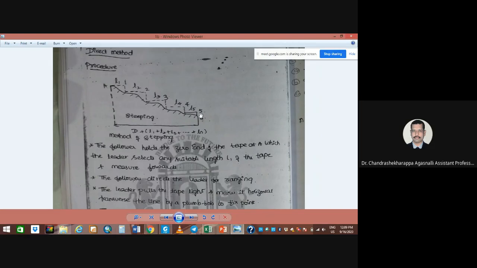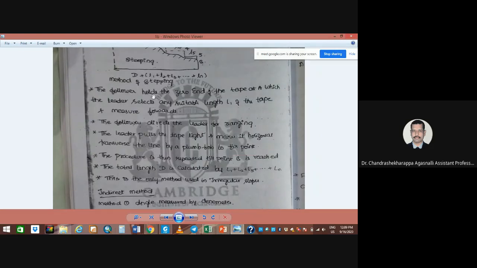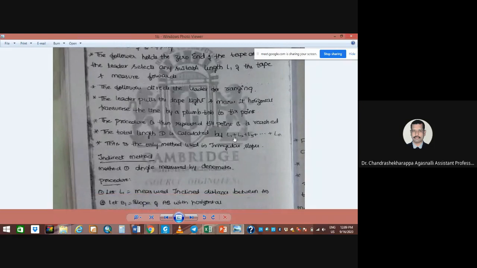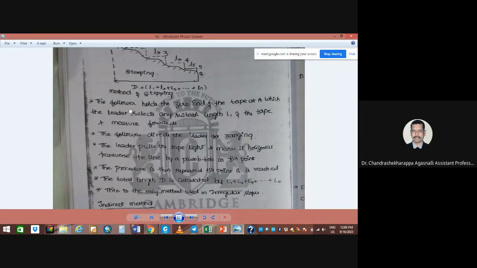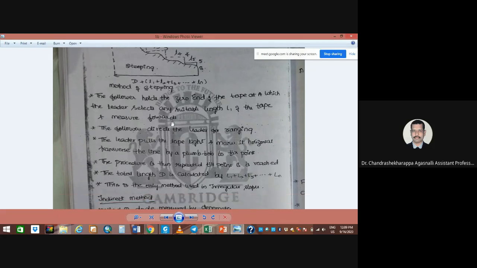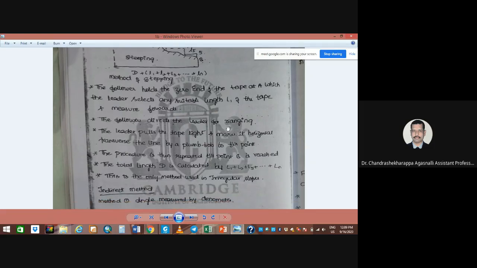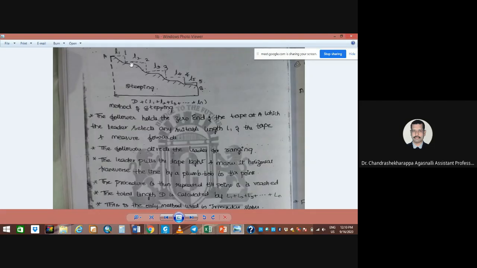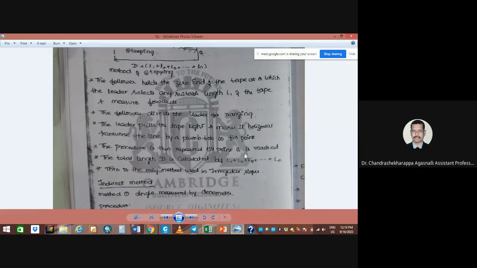Because of slopes, you need to take the angle of inclination of these slopes. The follower holds the zero end of the tape at point A, and the leader selects any suitable length L1 of the tape and measures forwards. The follower directs the leader for ranging, and the leader pulls the tape, makes it horizontal, and transfers the point to the ground by plumb bob to fix the point. Once L1 is finished, he extends the tape for L2. The procedure is repeated till point B.